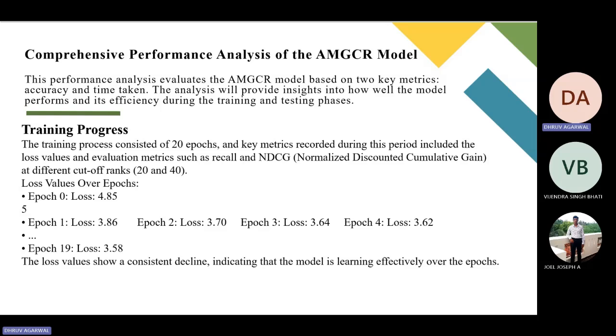So first, we do the training process for 20 epochs because of the GPU limitations, and the loss over different epochs will be calculated. As we can see, for epoch 0 the loss is 4.85, epoch 1 it is 3.86, and at last for epoch 20 we have a loss of 3.58. So we will use two evaluation metrics. First is recall and second is the NDCG metric.